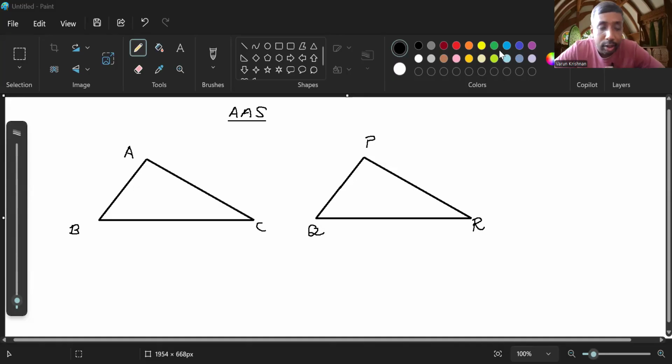Any two angles in the two triangles, if they're equal, and any one side, if they're equal, then the two triangles will be congruent to each other. And it does not matter whether they're in the order of AAS or ASA or SAA. All of these are sufficient conditions to prove congruency.